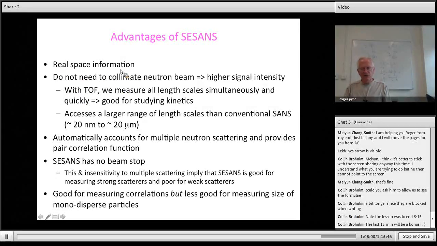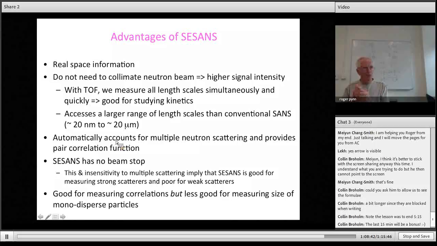There are some advantages to SESANS. You get real space information. You don't need to collimate the beam, so you can get higher signal intensity. If you do it with time of flight, you can measure all of the length scales simultaneously because your scanning variable is essentially wavelength. And if you look back at the expression for the spin echo length, you'll see that it scales as the square of the wavelength. It turns out you can access a much larger range of length scales than you can with conventional SANS. You can go from about 20 nanometers up to 20 microns. You might be able to go lower than this, but nobody really wants to because you can do that easily with SANS.